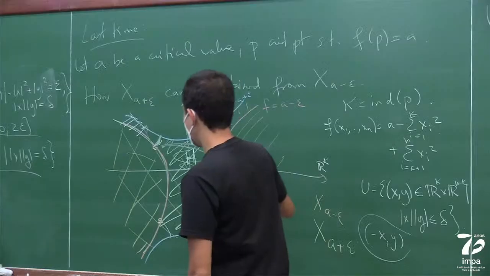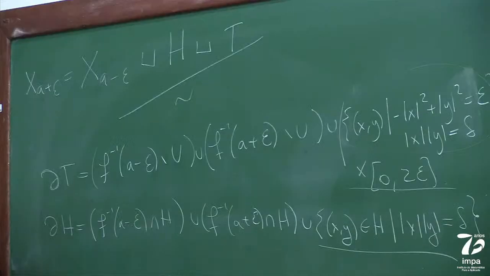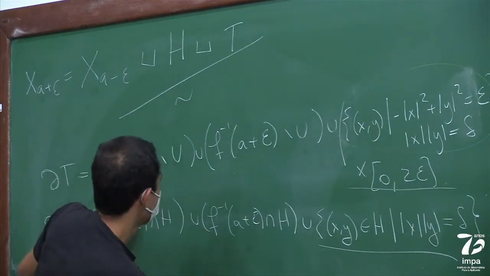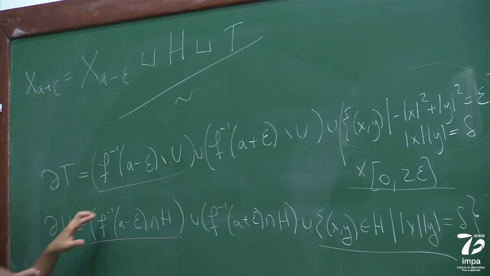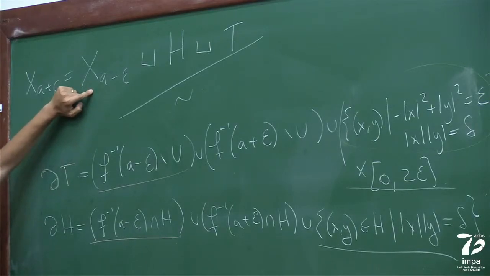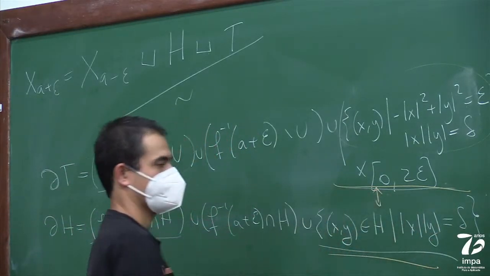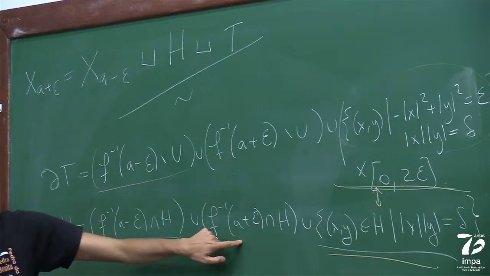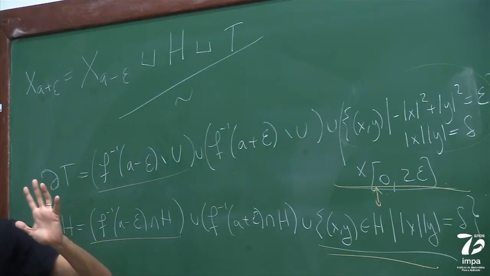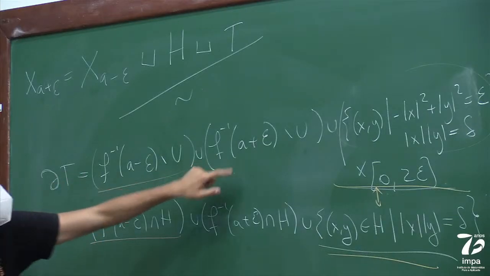So anyway, now how do you obtain this xa plus epsilon? You take this disjoint union and then you glue. And how do you glue? Kind of in the obvious way here. So you're going to glue these two parts with the corresponding part on the boundary of xa minus epsilon. And you glue this part with this part. And then these parts here you don't glue. You just let them loose.